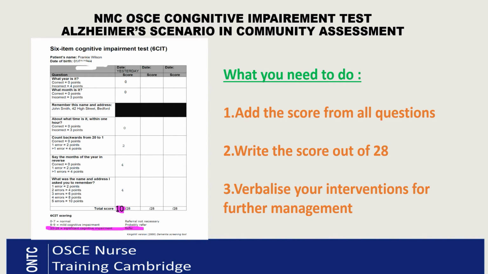So in the community Alzheimer's scenario, you will still go and do your vitals and your A to E assessment. When it comes to the holistic part of your assessment, in the physical needs part of your assessment station, then you can complete this. The first thing you will do is complete this form.